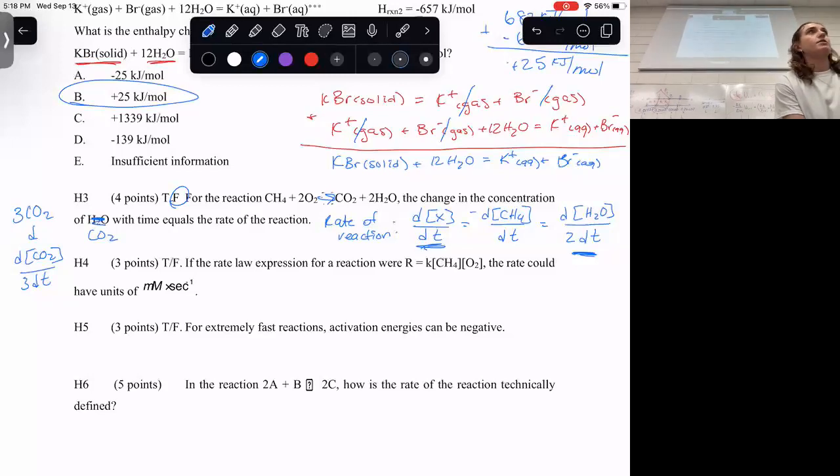Any other questions on question 3? I could have done that. I just picked one that didn't have a coefficient to show the difference.